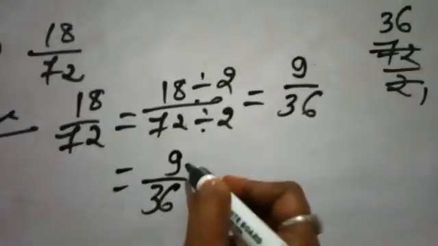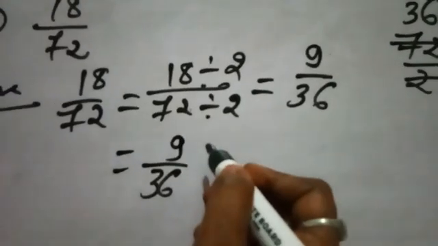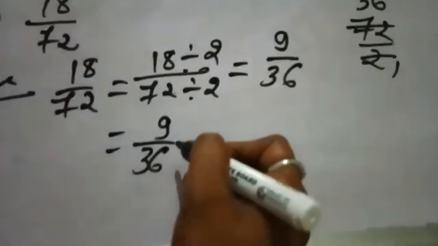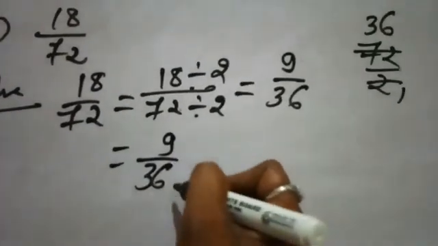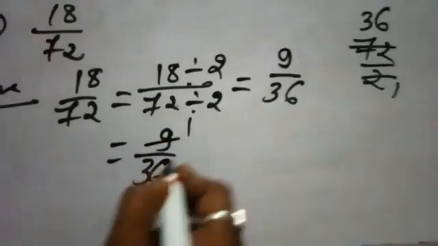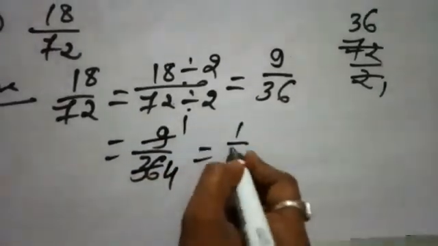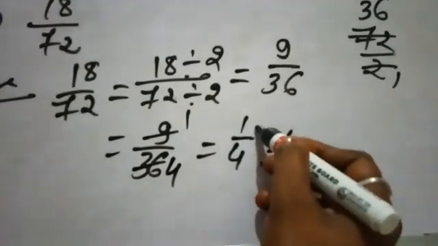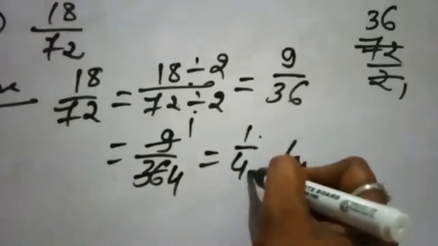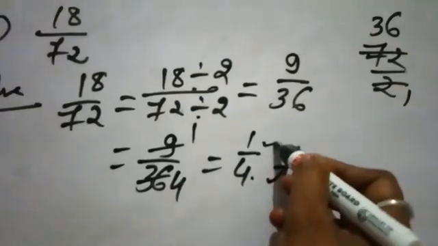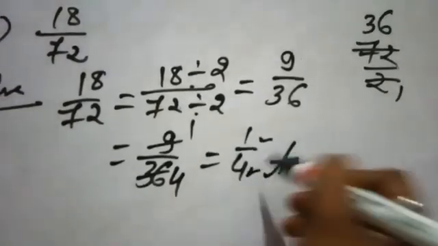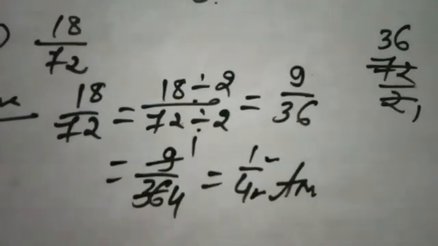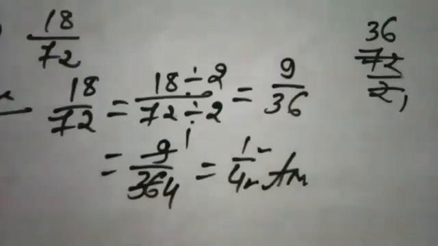No. Why? Because 9 is divisible by 3 also, and by 1 and 9. And I told you simplest form means both numbers have only 1 as a common factor. So 9 ones are 9, 9 fours are 36. Our answer is 1 by 4. 1 is only divisible by 1 and 4 is divisible by 4 and 1. Both have 1 as a common factor. So with the help of this method, you can reduce the given fraction into simpler form.